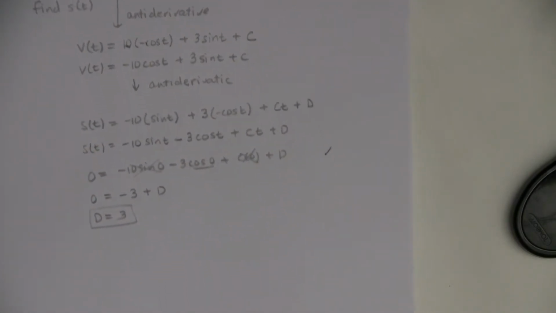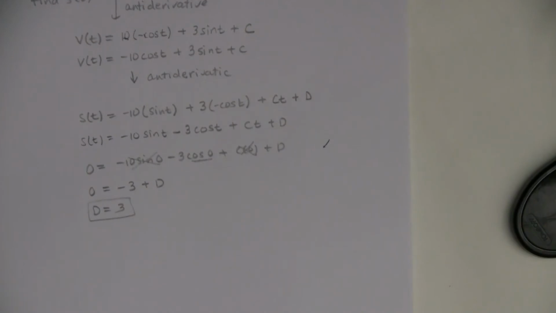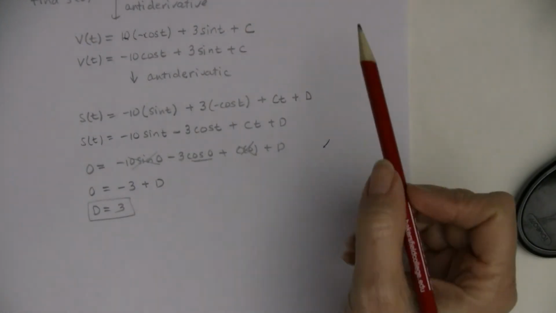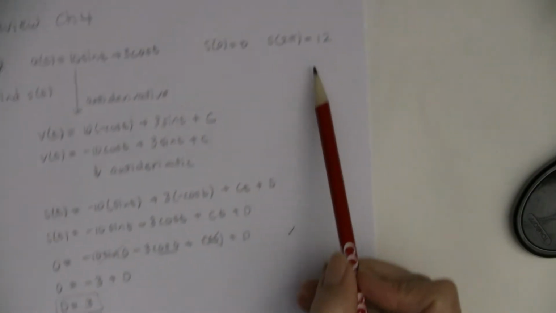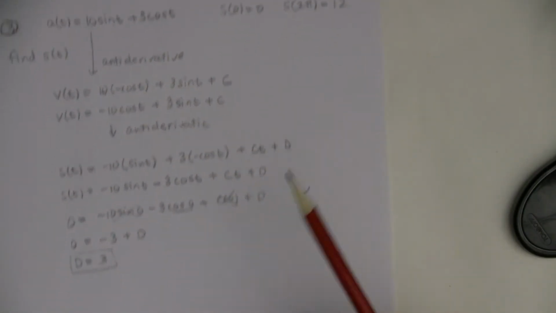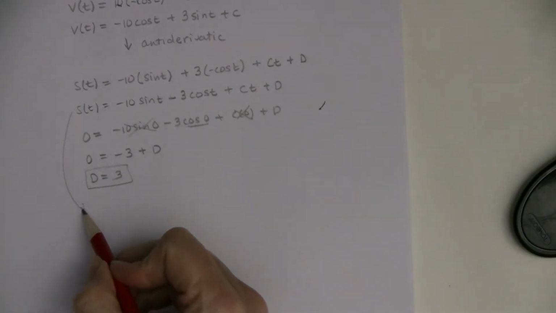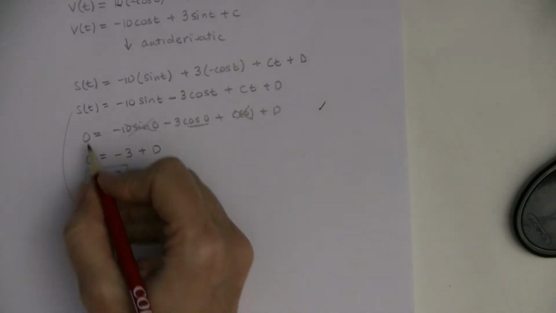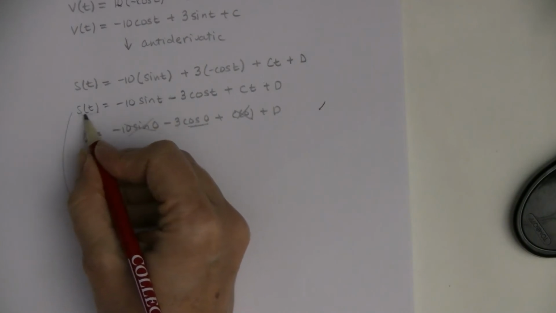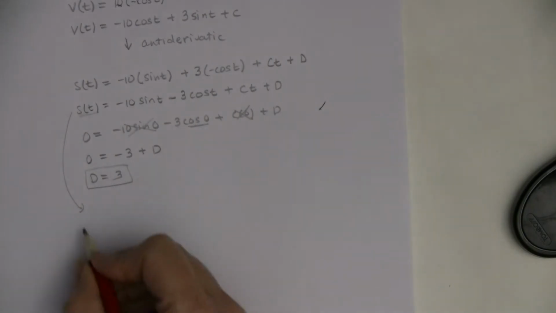And now that we know that d is 3, we can use our other condition, which is that s at 2 pi is 12. So I'm going to come here and use this. So s at 2 pi, I'm going to be putting in 2 pi for all of the t's, and for s at 2 pi I'm going to be putting in 12.